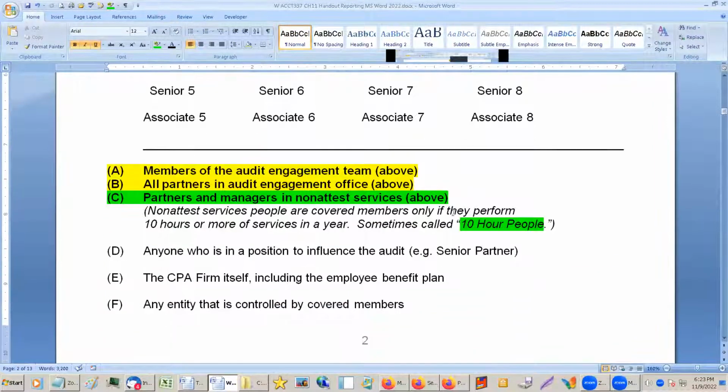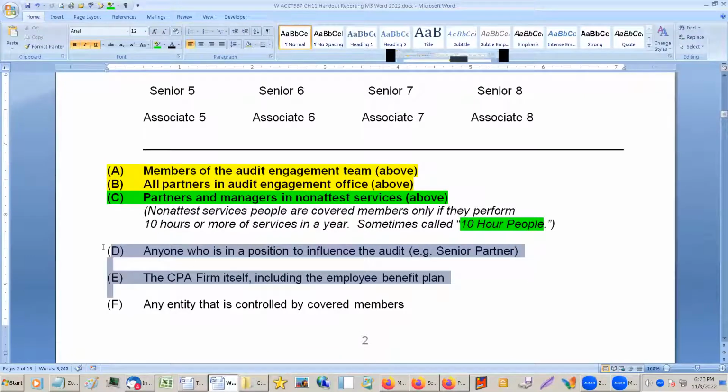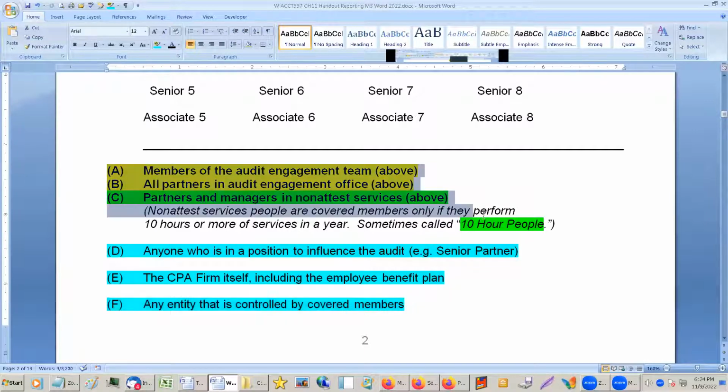Okay, there are some other people that we're not going to talk about. There are actually 3 more categories down here that we're not going to worry about too much. This is kind of a catch-all. Anyone in a position to influence the audit, the CPA firm itself, is a covered member, and any entity that's controlled by covered members is a covered member. But these first 3 here are the ones that we really focus on.